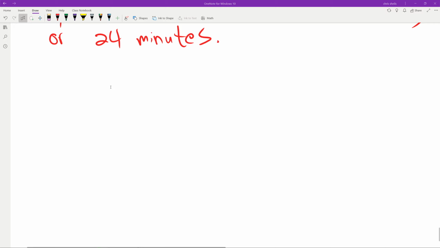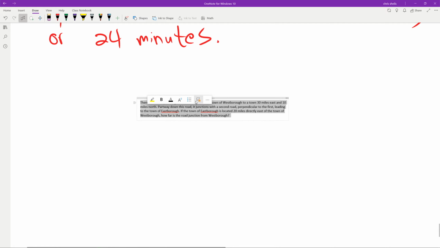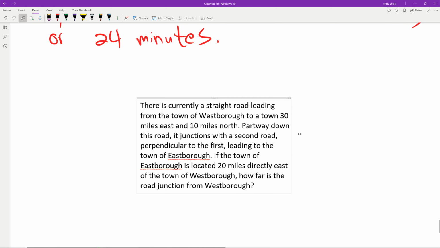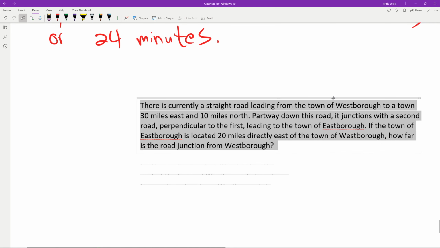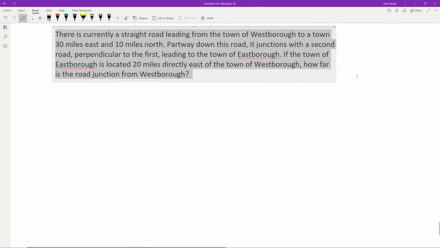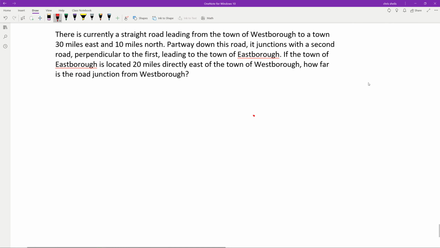And one more. This one looks longer, but it's not bad. There's currently a straight road leading from the town of Westboro to a second town 30 miles east and 10 miles north.